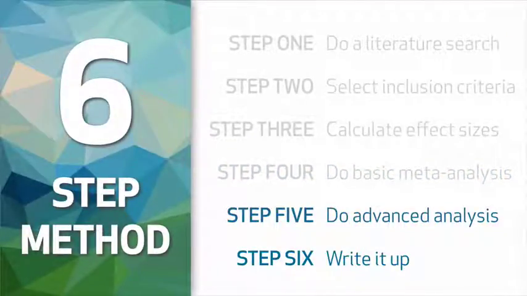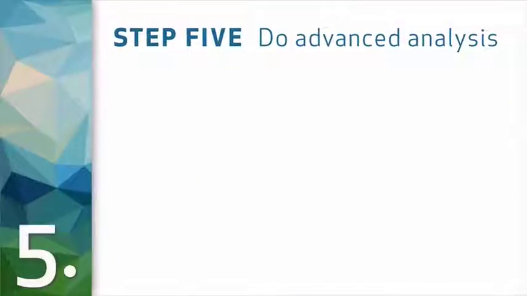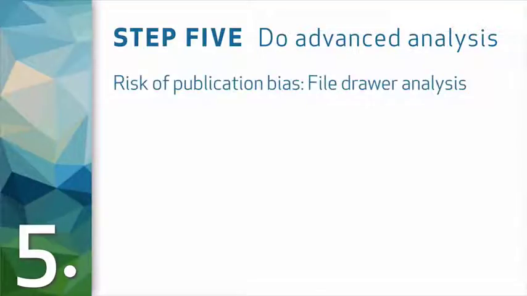And as we near the end of this six-step method, we start to consider the inclusion of advanced analyses that can enhance or improve our meta-analysis. For this step, we will focus on how to estimate publication bias, or the file drawer analysis. We touched on this very briefly at the beginning of this lecture, where I mentioned that there's a potential for bias in using only published studies to conduct our meta-analysis.